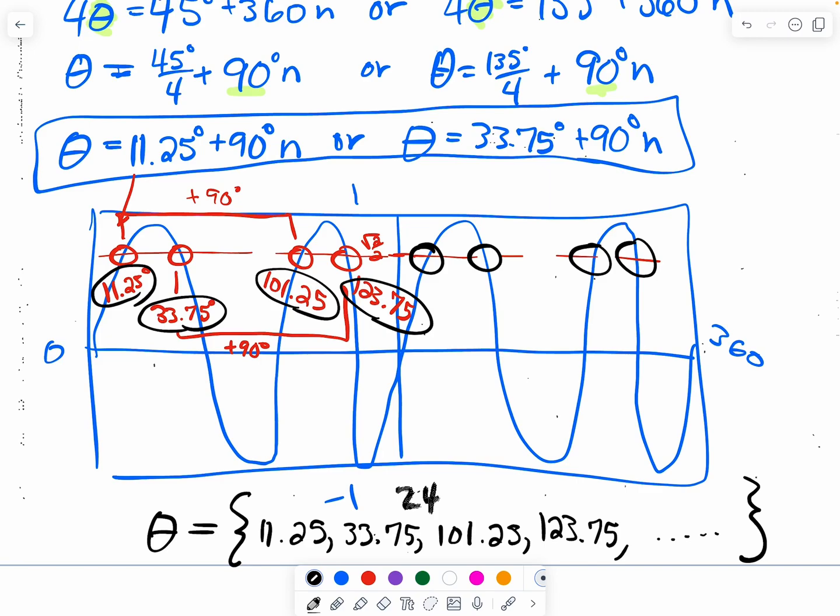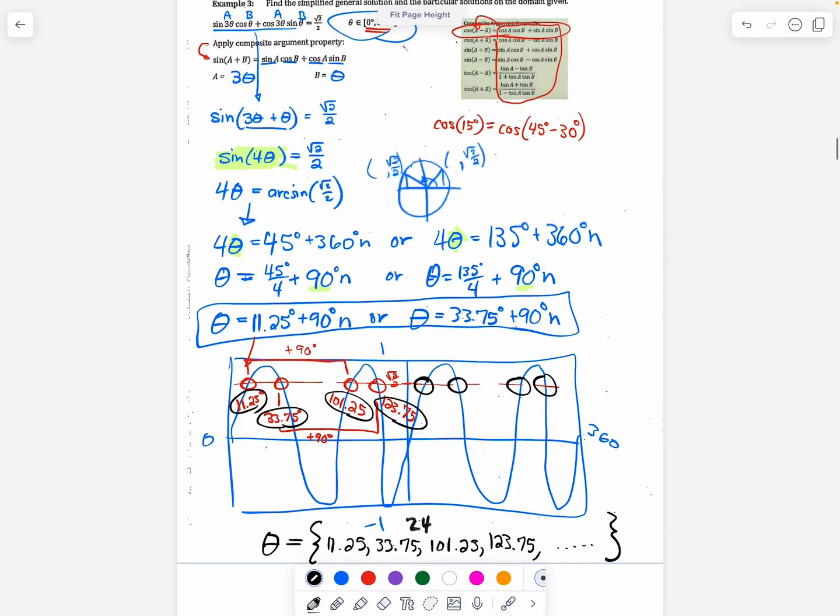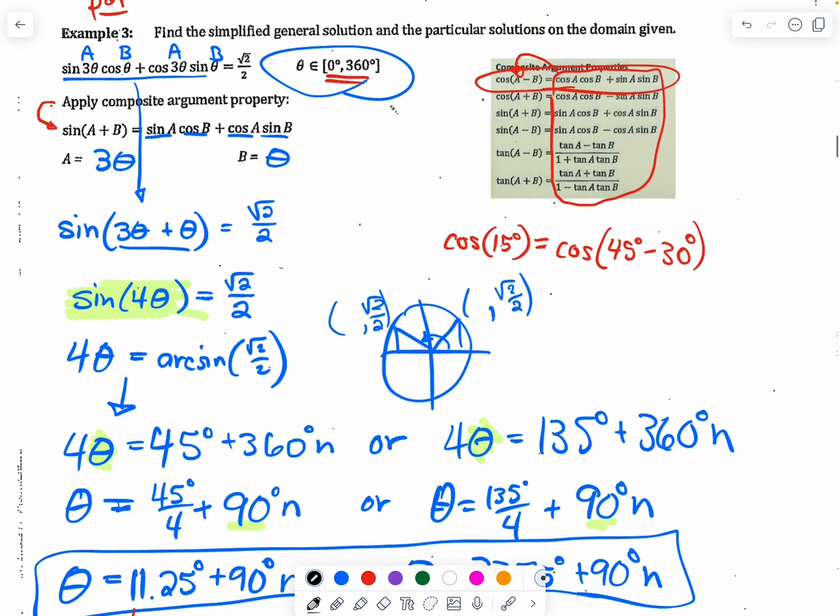But that gives you an idea of how we're using composite formulas for sine and cosine to make something easier and then solve it the way we have been practicing in pre-calc.